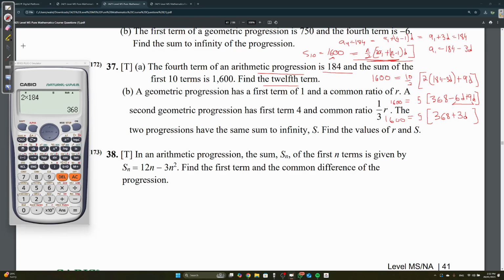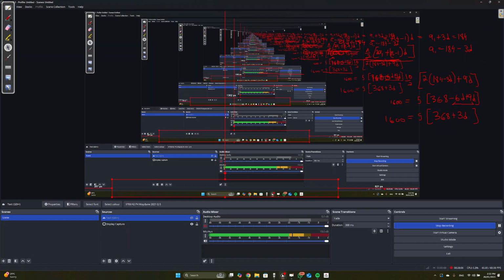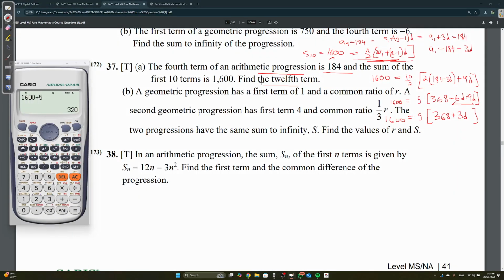You can divide by 5 on both sides. So 1600 divided by 5 is 320. So 368 plus 3d is equal to 320. Can you find d? Of course you can. You can take 368 to the other side. So 320 minus 368, now divided by 3, you're going to get d is equal to negative 16.